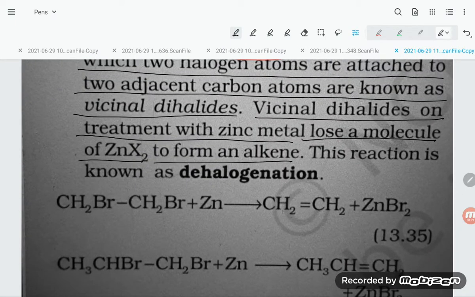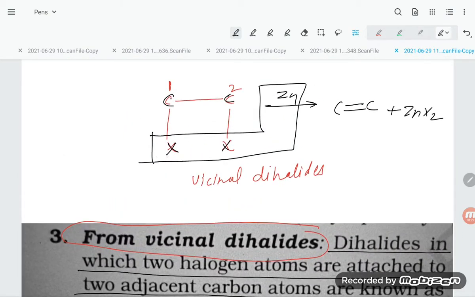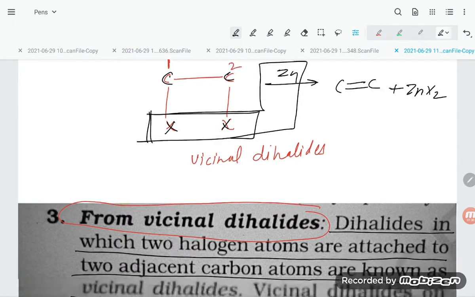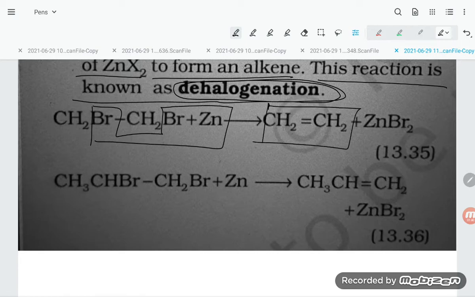To form the alkene, this reaction is known as dehalogenation reaction. Dehalogenation means only halogen is getting removed, okay. So dehalogenation, here is CH2, CH2, that is what it will give, that is CH2 double bond CH2 and ZnBr2.